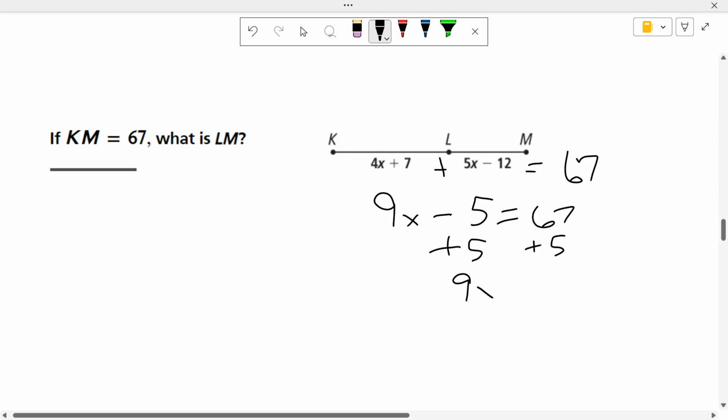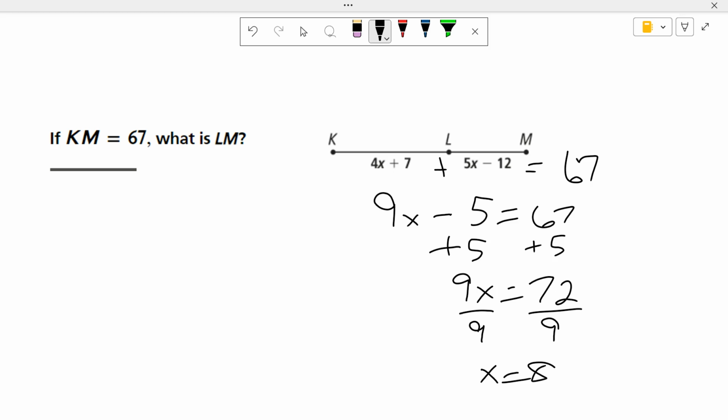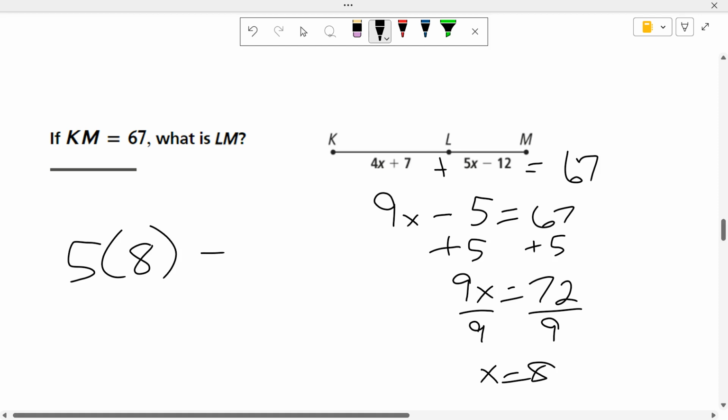So 9x equals 72. Divide by 9. X equals 8. But 8 is not our answer. That is not what they said. They didn't say, what is X? They said, what is LM? So you take this 8 and plug it in for the X of LM. 5 times 8 minus 12, or 40 minus 12, which is 28.